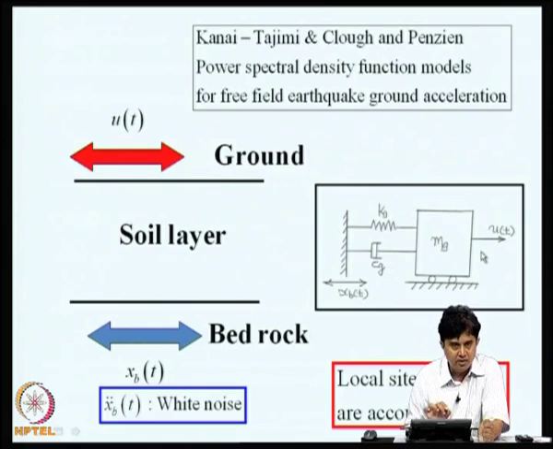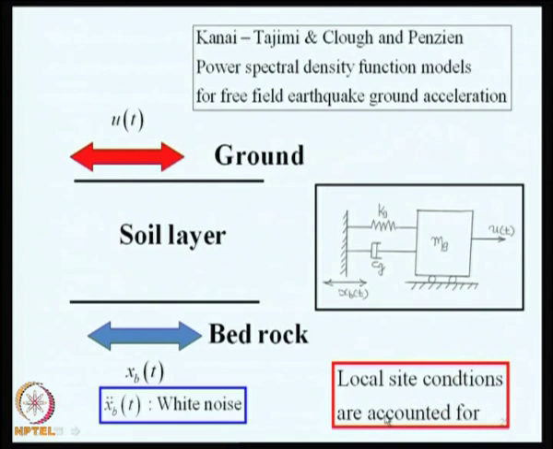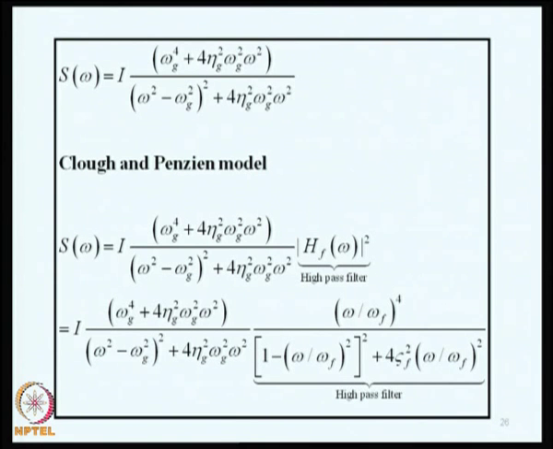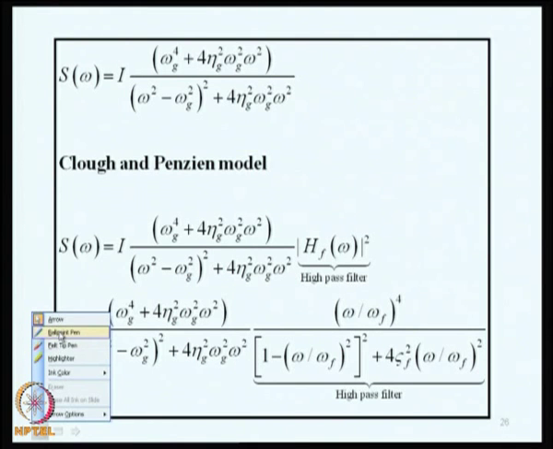So, this is a simple mechanistic model, and it basically takes into account the local site conditions in arriving at the ground acceleration. This we have discussed at various points in the course, so I need not get into all the details. By applying methods of linear random vibration analysis, we can derive the power spectral density function for the absolute acceleration at the ground surface, and this is the so-called Kanai-Tajimi power spectral density model.